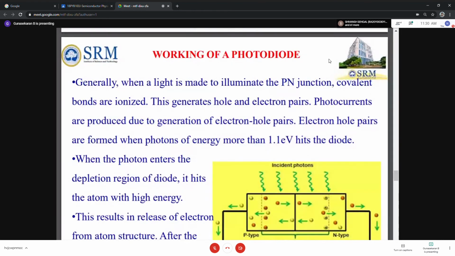And where does the photon enter? In the depletion region. See here, the dotted lines, the depletion region is there. The width of the depletion region is wider here. Why? What is the reason? Why is the width of the depletion region more? Anyone? I think yesterday we discussed.